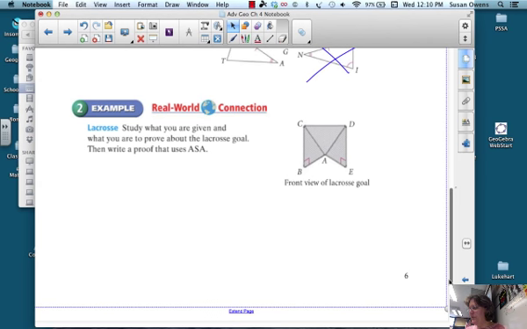The next problem is a proof. Study what you're given and write what you are to prove about the lacrosse goal. Then write a proof that uses angle, side, angle. This is another one that we're going to do in class. So take a look at it. Write down what you need to be given, write down what you're proving, and we'll do this proof together.